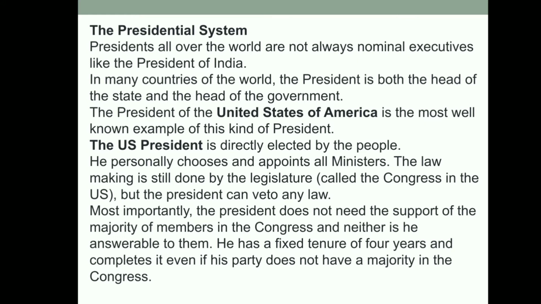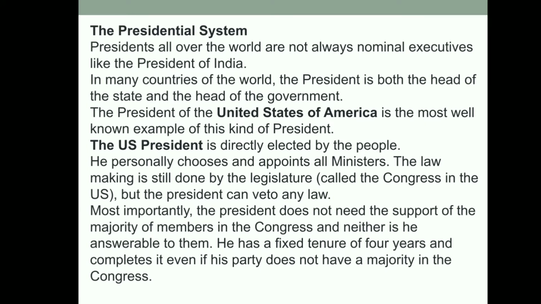The US President is directly elected by the people. He personally chooses and appoints all ministers. The law making is still done by the legislature called the Congress in the US, but the president can veto any law. Veto means it is the constitutional right to reject a proposal made by a lawmaking body.